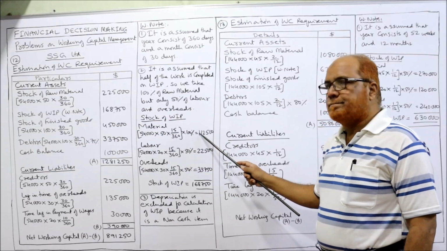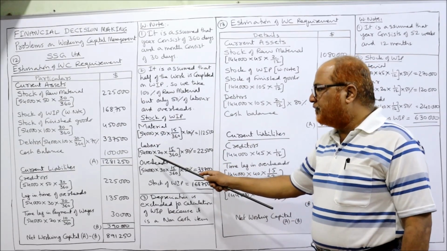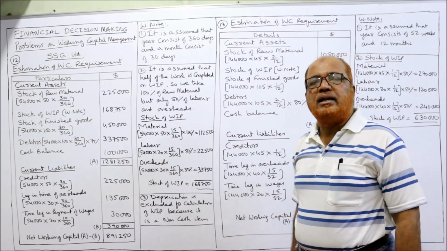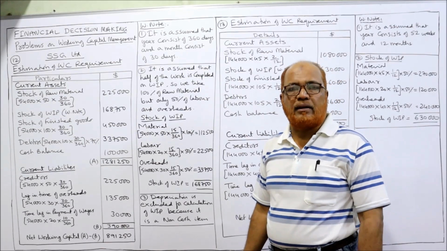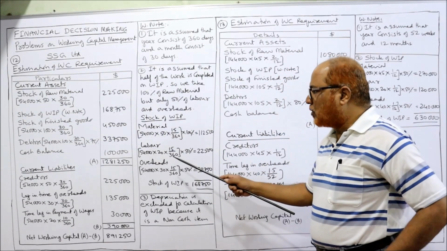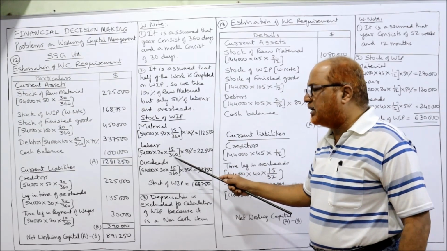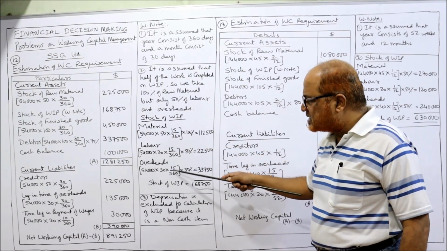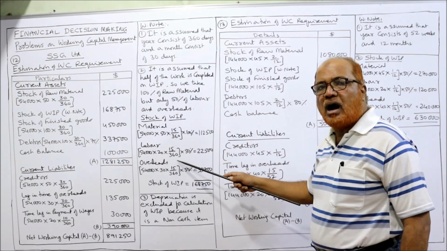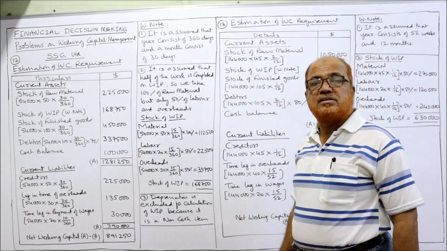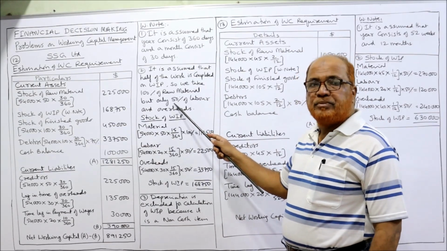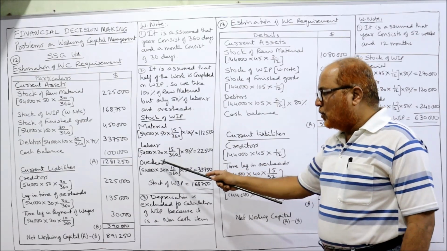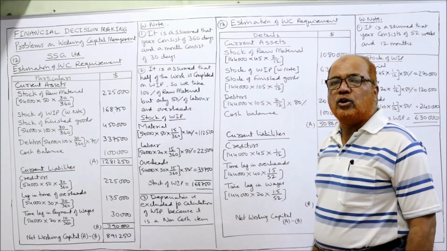Here I have written. Similarly, labor: 54,000 units into 20 rupees per unit of labor, that is given in the problem. Labor cost 20 rupees per unit into 15 by 360. Same 15 by 360 I am taking in work in progress, half month, into 50%. That is the assumption here. 50% of labor.